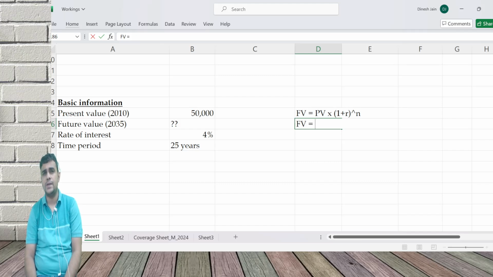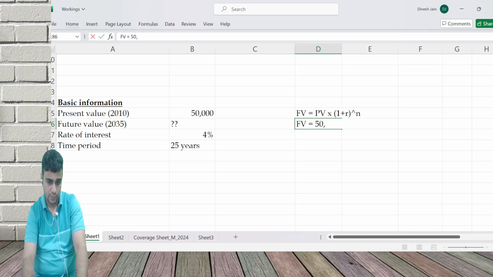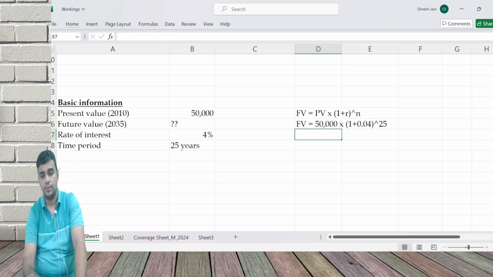It is always with practice that clarity will come. What is needed is only practice. What is the present value? Rate of interest, 0.04. Power, how many years? How will you get this?